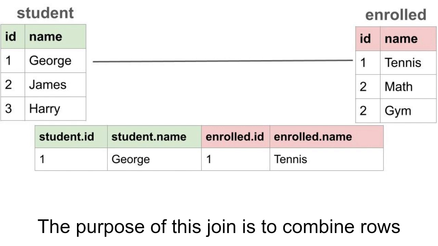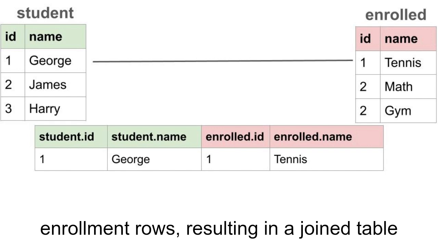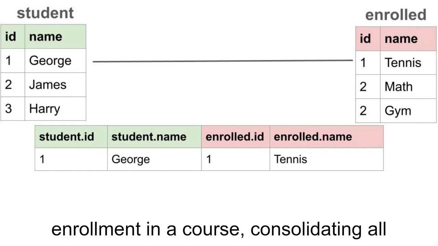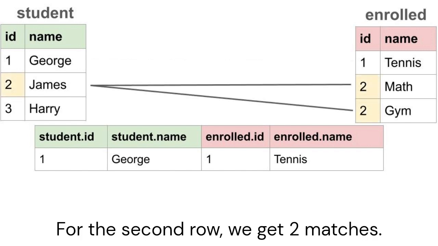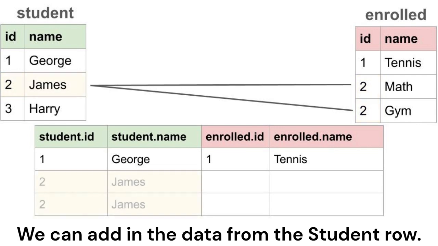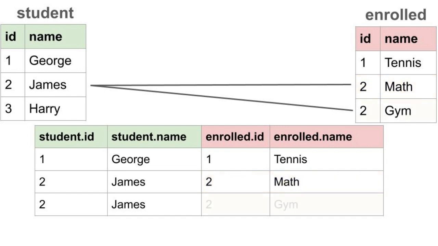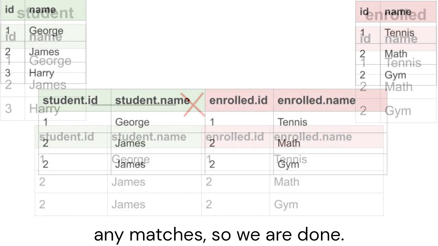The purpose of this join is to combine rows representing each student with their corresponding enrollment rows, resulting in a join table where each row represents a single student's enrollment in a course, consolidating all relevant student and enrollment information. For the second row, we get two matches. We can add in the data from the student row, and then the data from the two enrolled rows. The third row in our student table doesn't have any matches, so we are done.